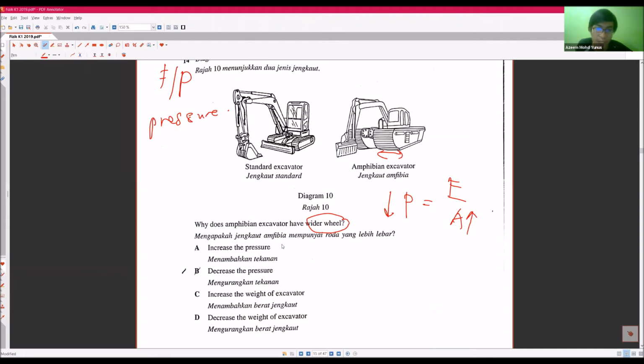Decrease the pressure, yes. Increase the weight, no. Decrease the weight, no. It doesn't have any significant change towards the weight, even though it's bigger; the weight change is not that important here. So the answer is B.